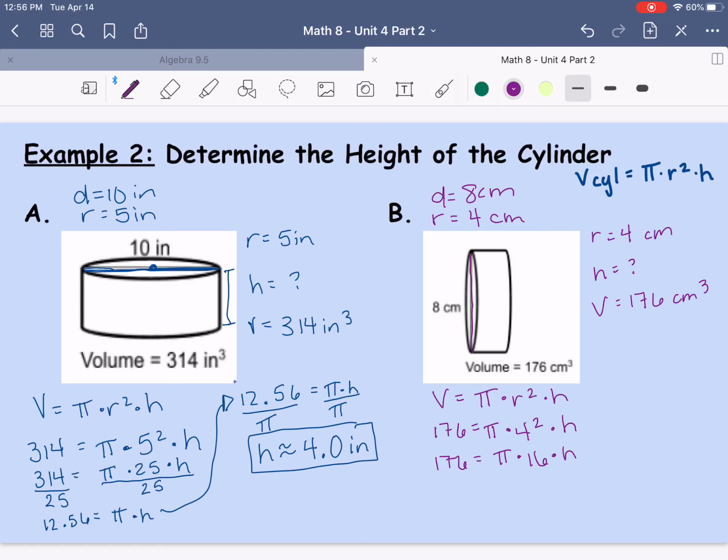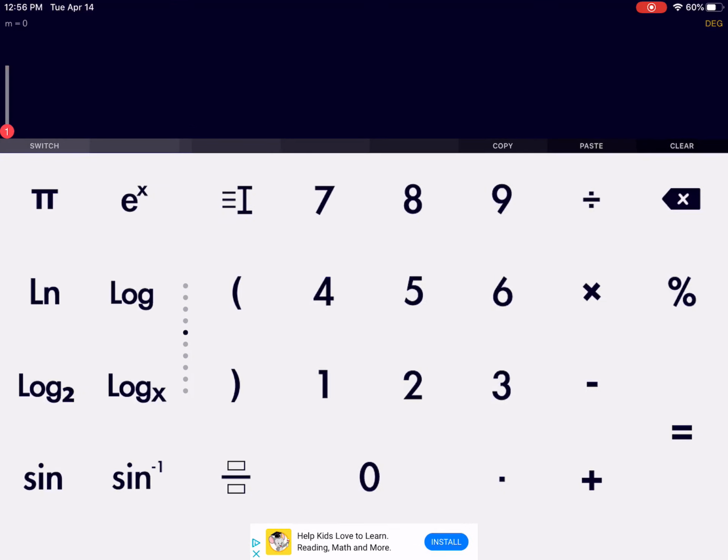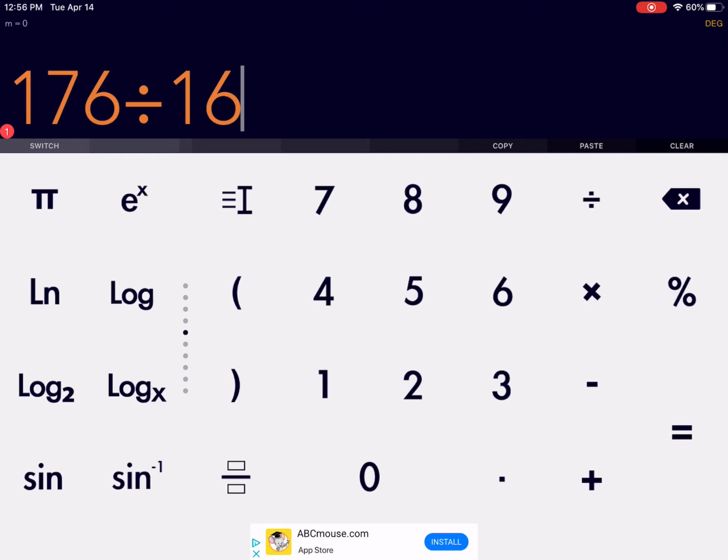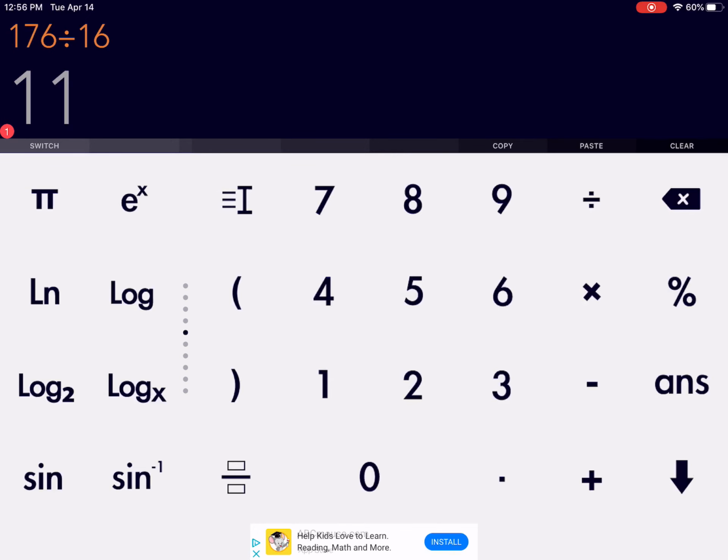Okay. Now I want to start moving things so I can get that h by itself. Well, the first thing I'm going to move is that 16. So I'm going to divide by 16 on both sides. Back to my calculator. Clear. So 176 divided by 16 equals 11.